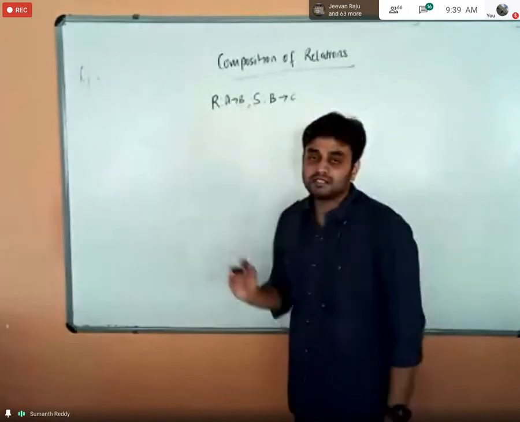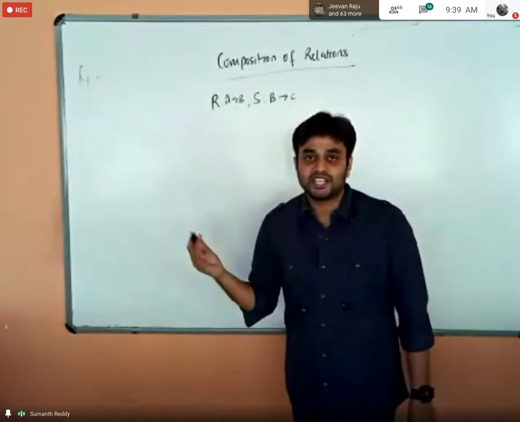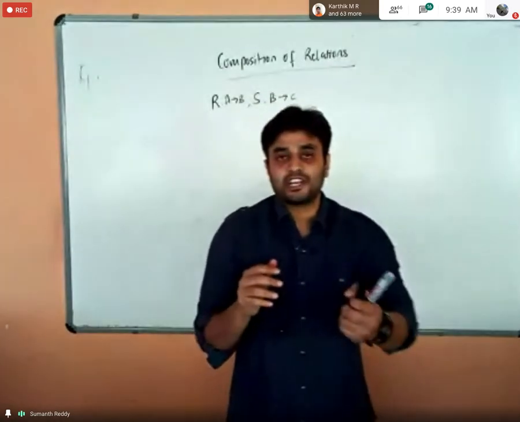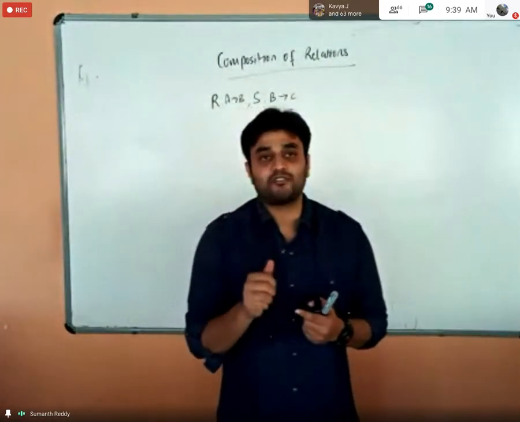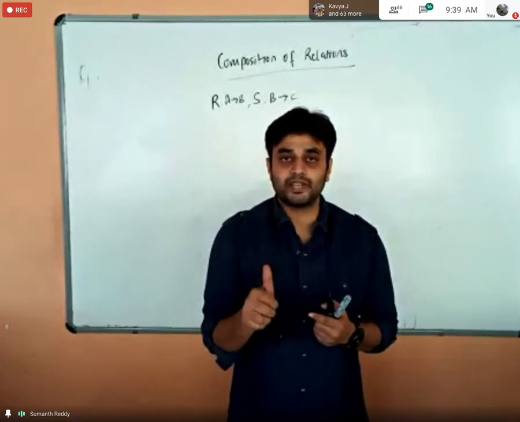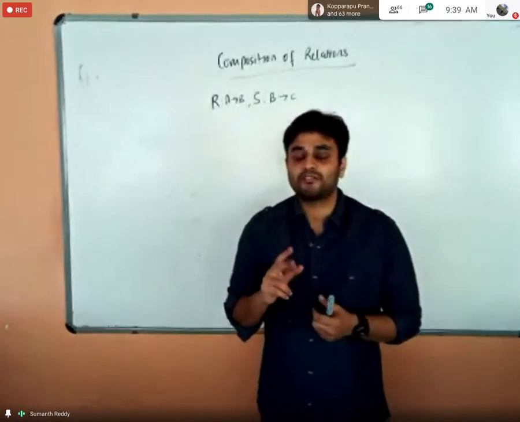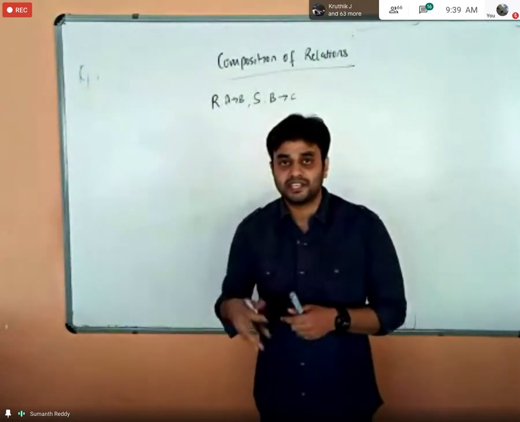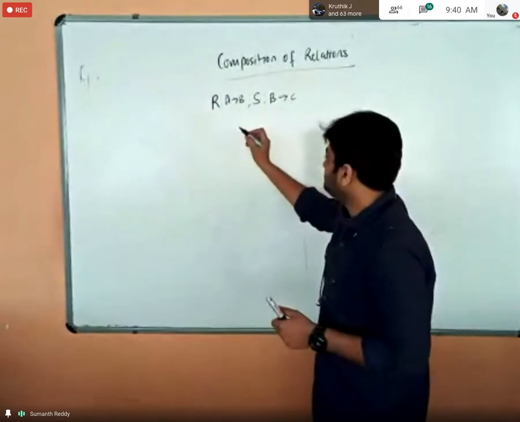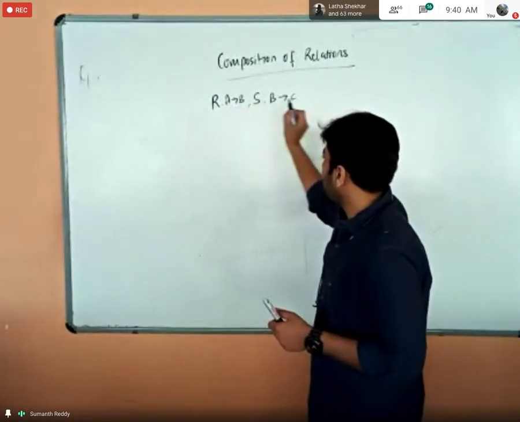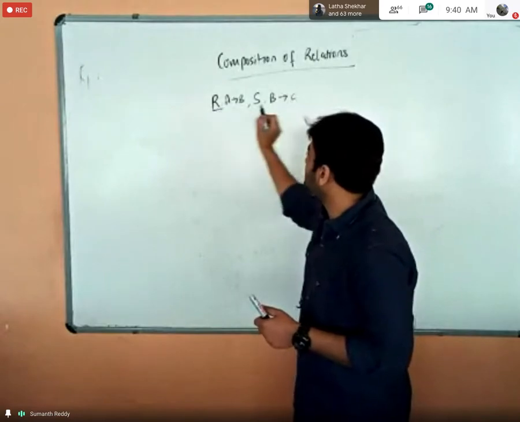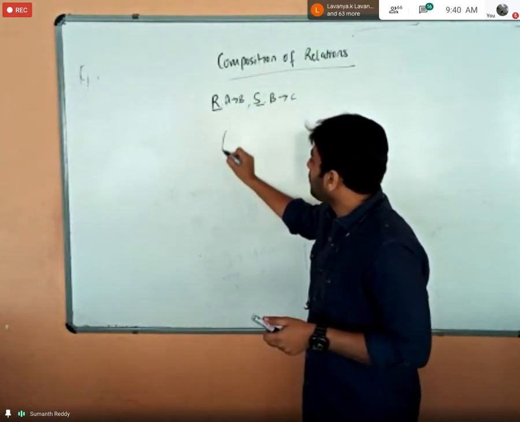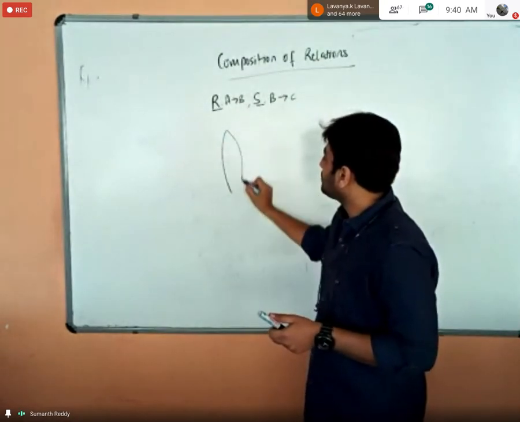Based on this, I will try to represent the relation in the form of arrow diagram. For a relation, you know how to represent the relation in the form of ordered pairs, in the form of matrix, and in the form of digraph. This arrow diagram is also a representation of a relation; it is another way of representation. Here, A, B, C are sets, and R and S are the relations, and R is a relation from A to B. Now I will represent this relation in the form of arrow diagram.